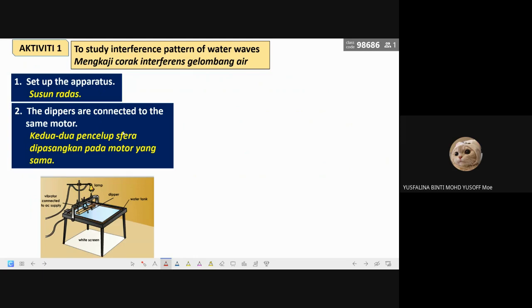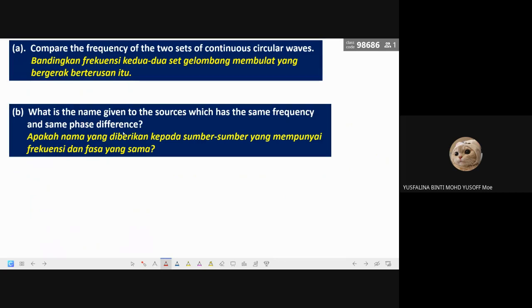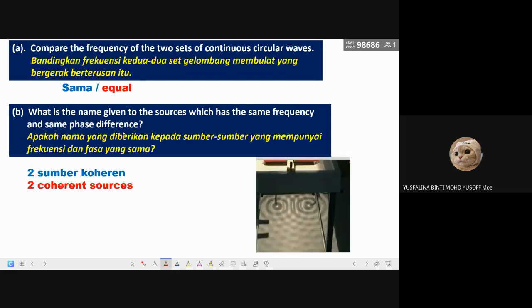This one is to study the interference pattern of water waves. Again, we use a ripple tank. You have to compare the frequency. The frequency must be the same, if not, they will not be coherent. If they are not coherent, then the interference of waves will not occur. So what is the name given to sources which have the same frequency and the same phase? We call them coherent. So, two coherent sources.